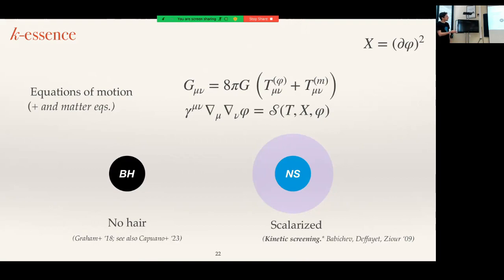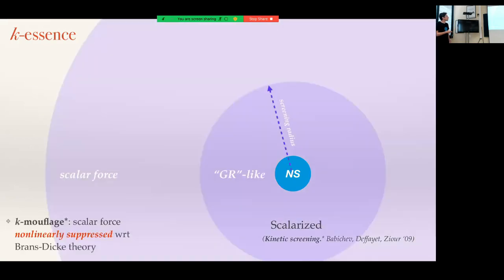Well, if you look more closely at the theory, it actually turns out that there is a so-called camouflage or screening mechanism that suppresses an additional scalar force in the vicinity of the neutron star. So you would expect that the theory would pass binary pulsar constraints. There is this region around the neutron star where the scalar force is suppressed, and it goes up to a radius called the screening radius. And in the exterior, you can see again the scalar force, and you can drive cosmology.